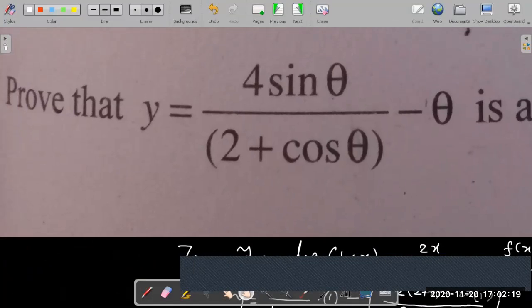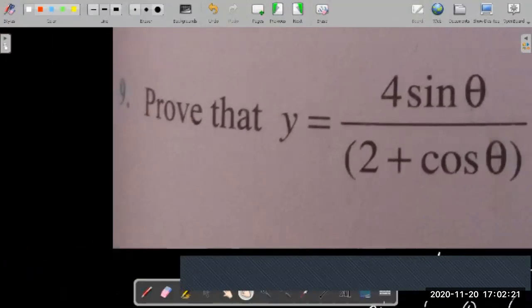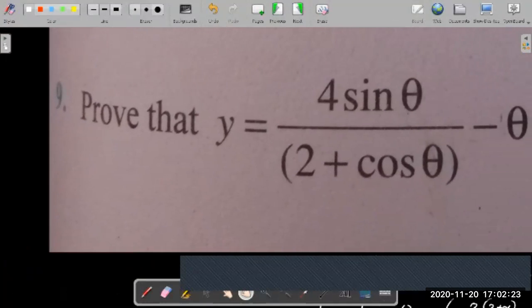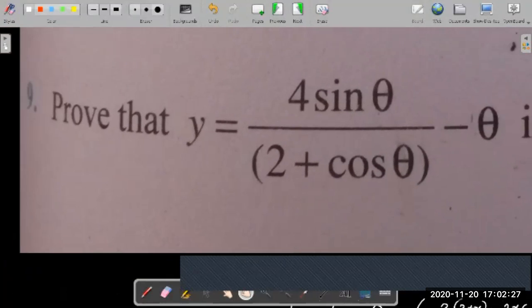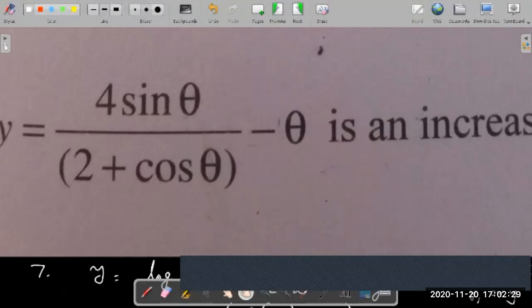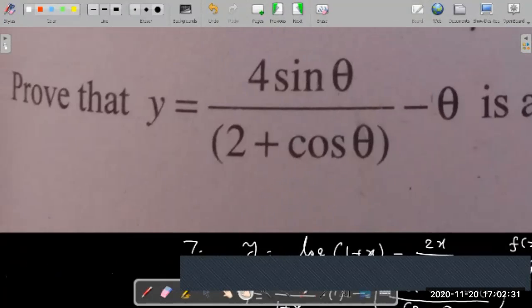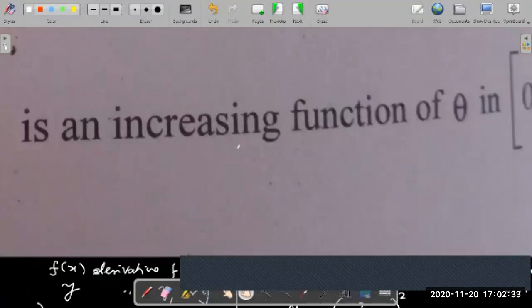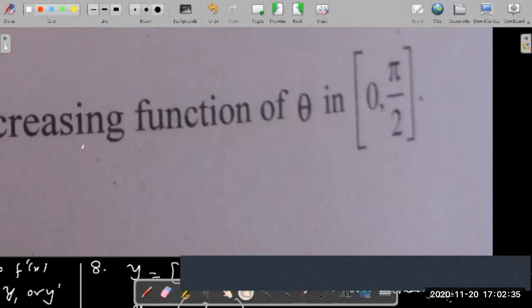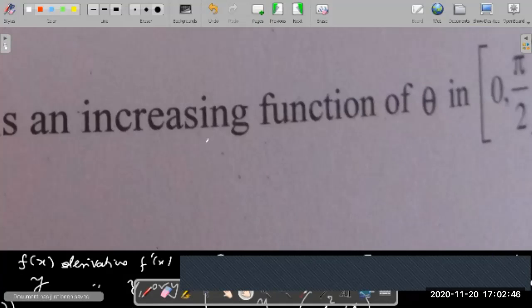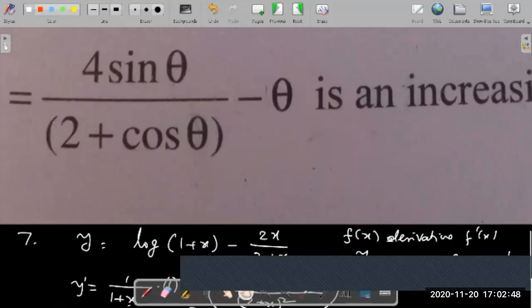Now we have to do the ninth question. Prove that y equal to 4 sine theta divided by 2 plus cos theta minus theta is an increasing function throughout its domain. I'm sure you'll just say, oh, he says between 0 and pi by 2. Look at that, he has used square brackets. That means including 0 and including pi by 2. So including the 0 to pi by 2 interval, this is to be an increasing function. That's what it should be.